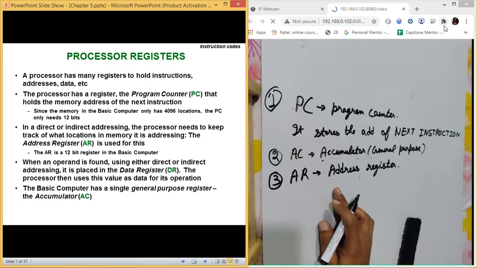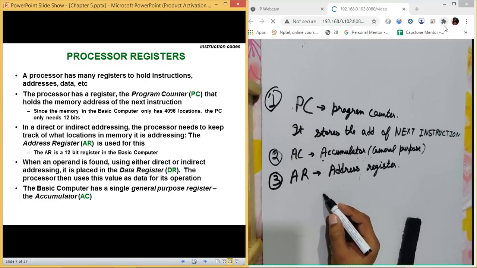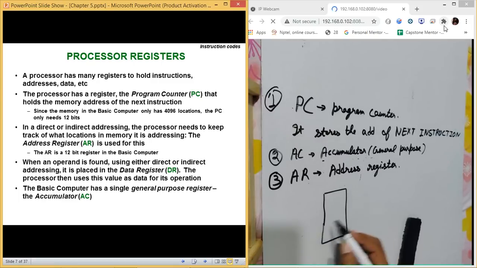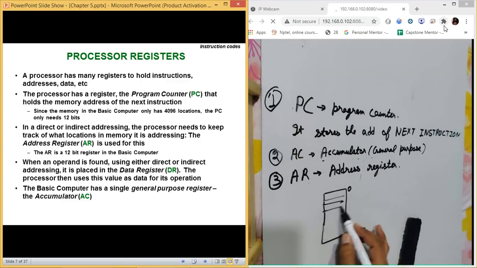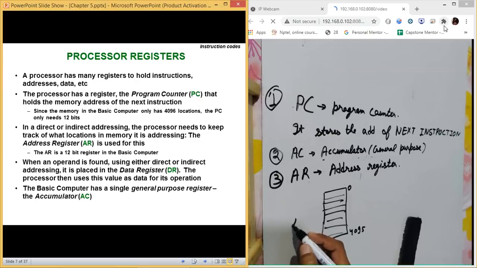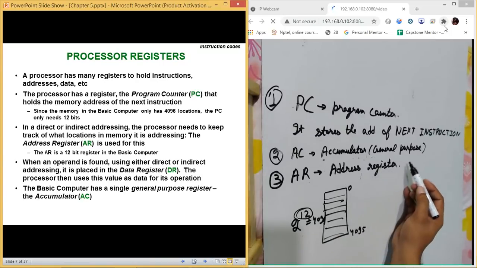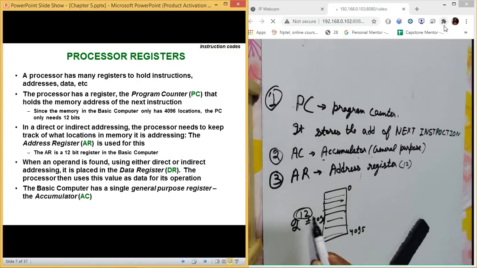If you remember, in the basic computer we said that there are 4096 total locations starting from 0, so the last location is 4095. And how many address lines do we require? The total number of addresses was 2 raised to the power 12, because that is equal to 4096. So how many bits in the address do we require? 12. So the total address register bit length is 12 bit. The reason is the memory which we are using: the memory is 4096 words, so the address register is of 12 bit.